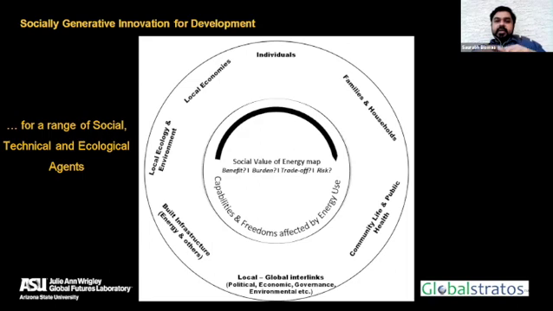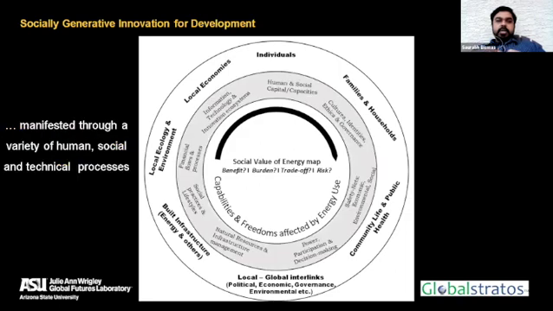So now we have grounded our inquiry into the capabilities and freedoms in the diversity of agents that are relevant or can be relevant to a particular case of social value map. So what's missing here now? How do we connect capabilities and these agents? What we need here is a set of intervening mechanisms through which capabilities are generated for the agents, and the agents can then utilize those capabilities to improve their well-being outcomes.